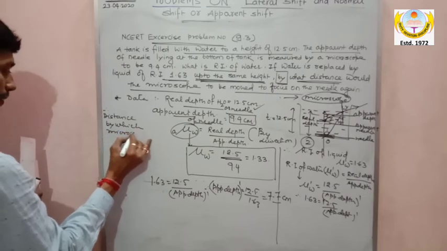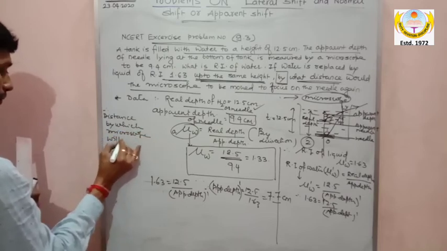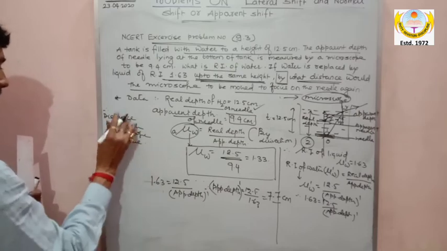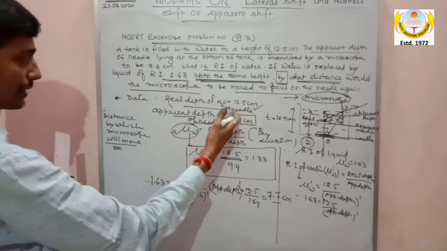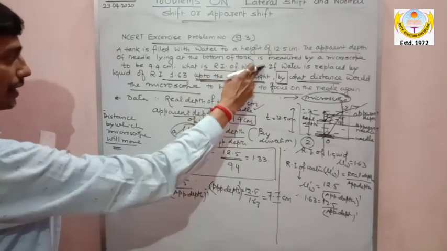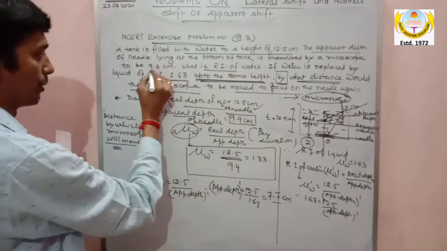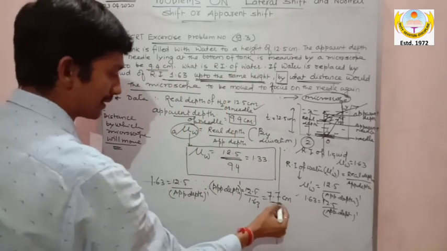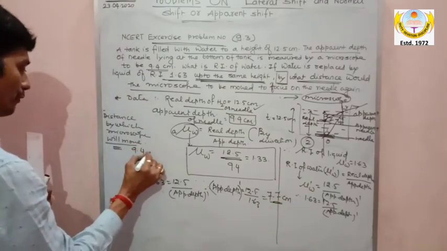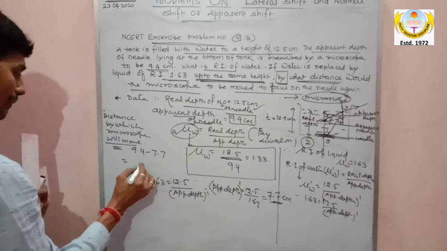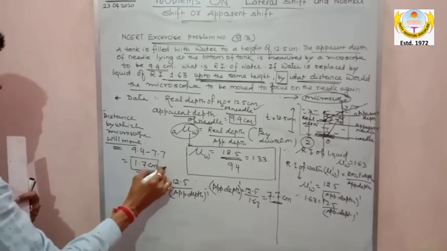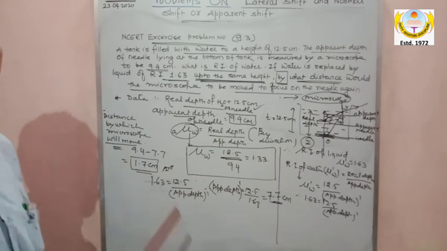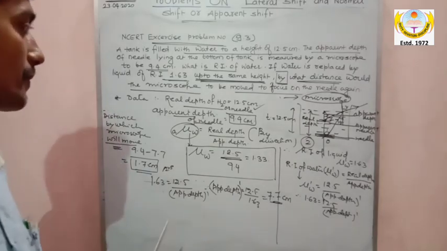Therefore this is the last part: the distance by which the microscope will move is nothing but, my dear, the earlier apparent depth minus the new one. Earlier the apparent depth was 9.4, and now it is 7.7, so 9.4 minus 7.7, so the answer will be somewhere 1.7 centimeter. This is the answer, my dear, for this question. So please note it.